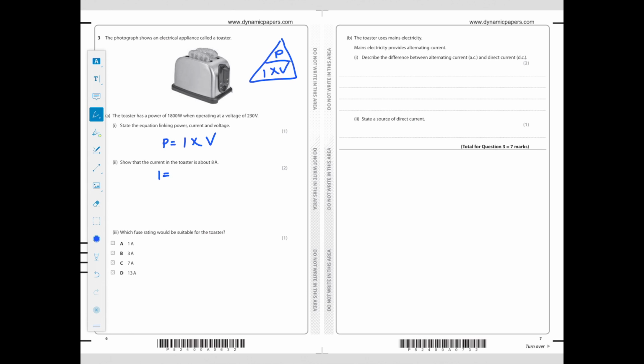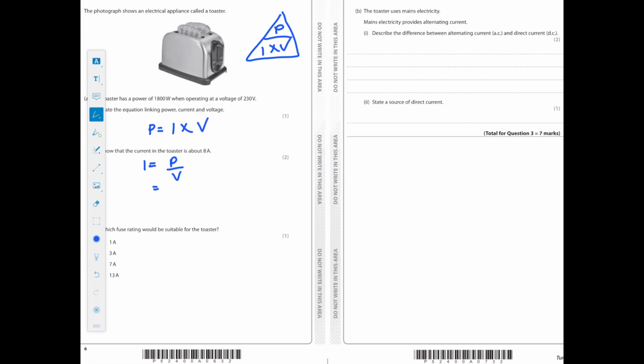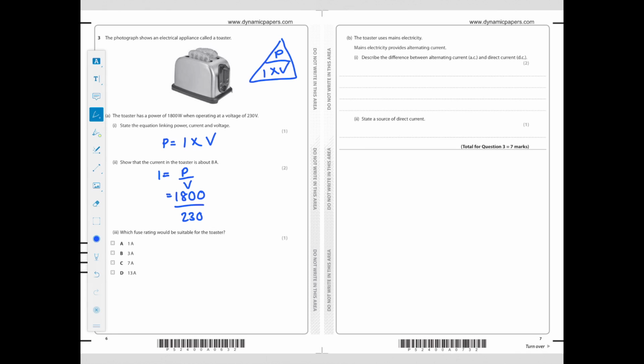So let's write the correct variation of this formula. So current is power divided by voltage. We have a power of 1,800 watts divided by a voltage of 230 volts. When you pop that into your calculator, you'll get 7.83 amps, which is approximately 8. So you know you've got your answer right.